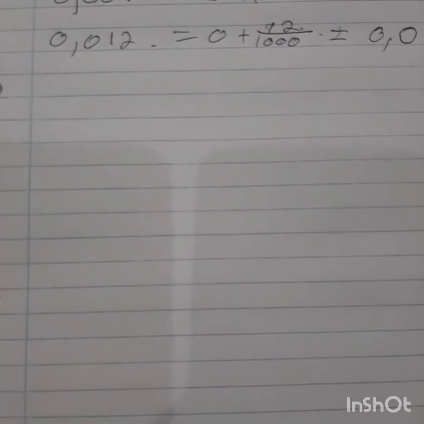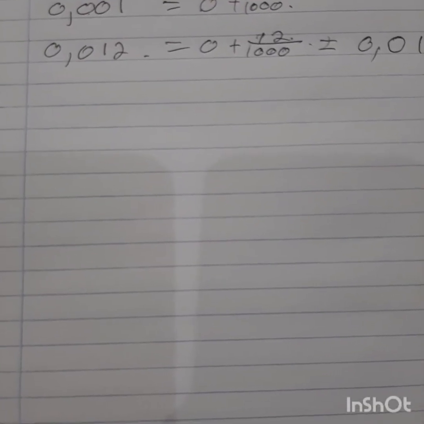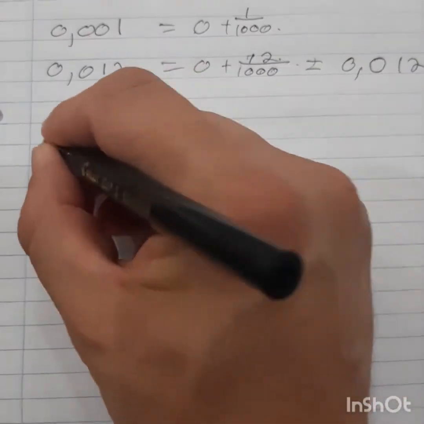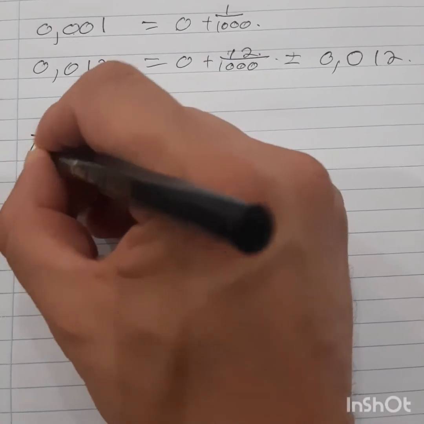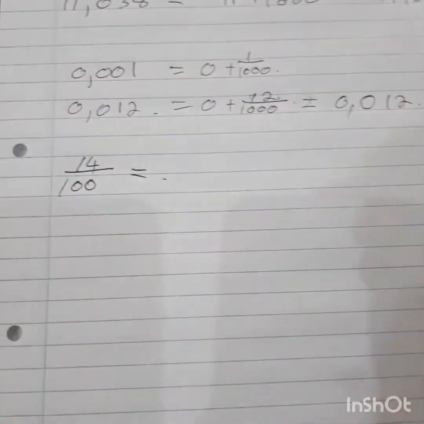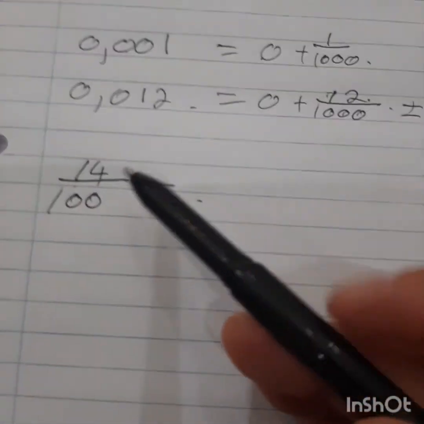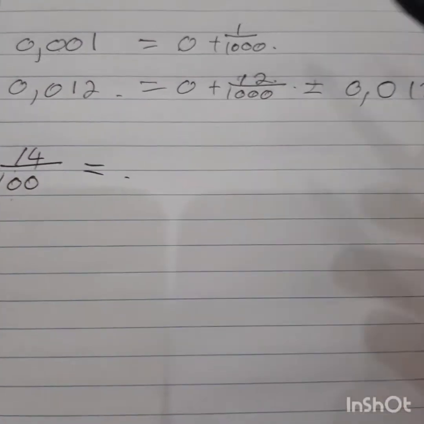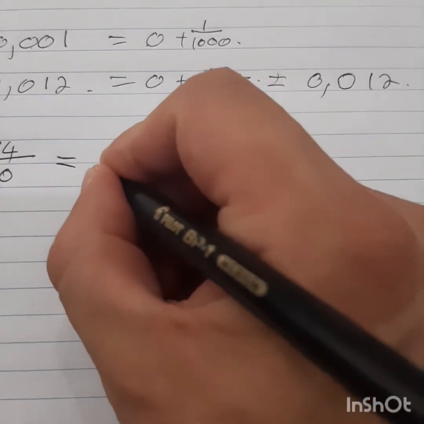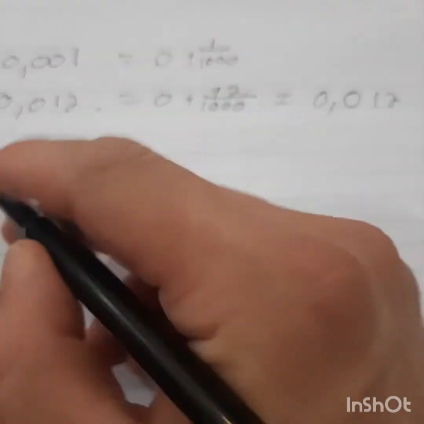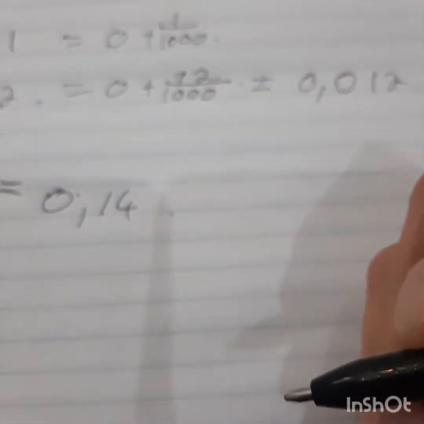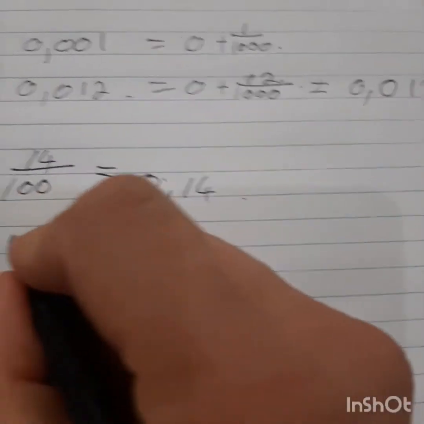Now let's have a look at converting some normal fractions into decimals. Let's say I've got 14 over 100. All right, how many placings has it got? 1, 2. How many is at the top? 1, 2. All right, so that's going to be the equivalent of 0, because there's no whole number there, 0,14. Let's have a look at another one.